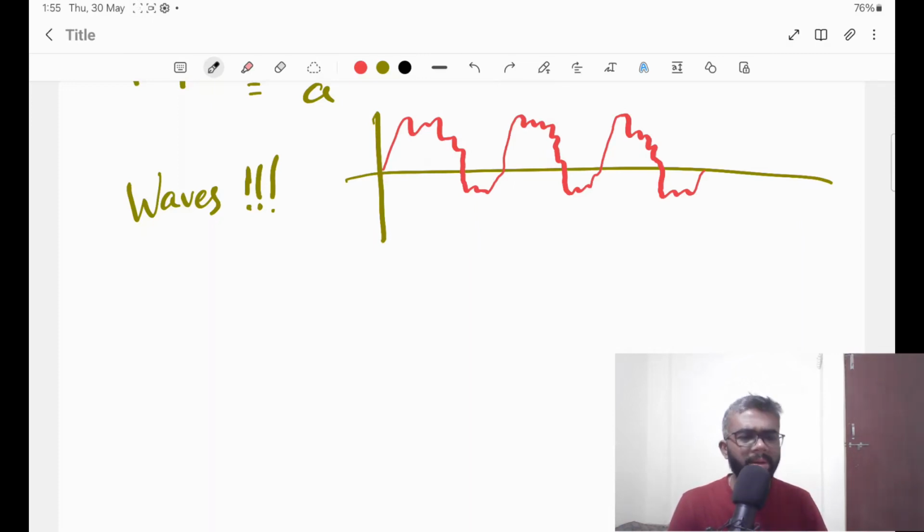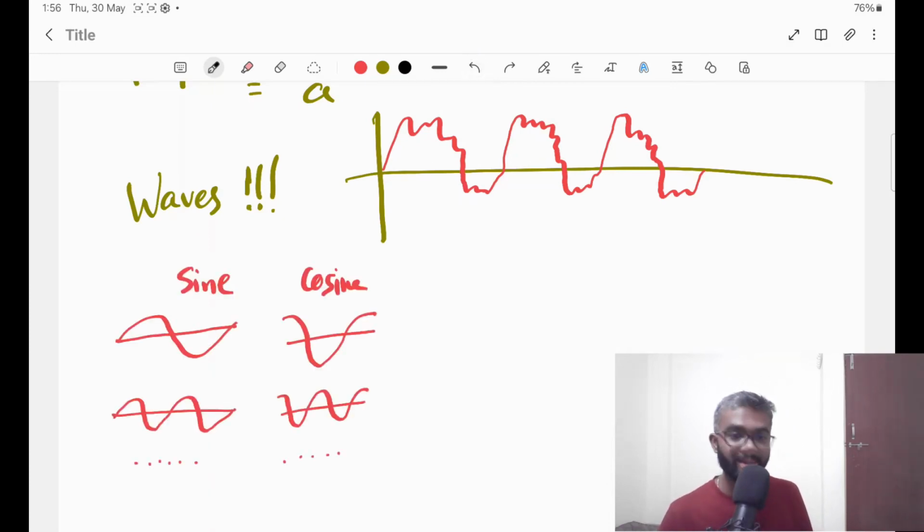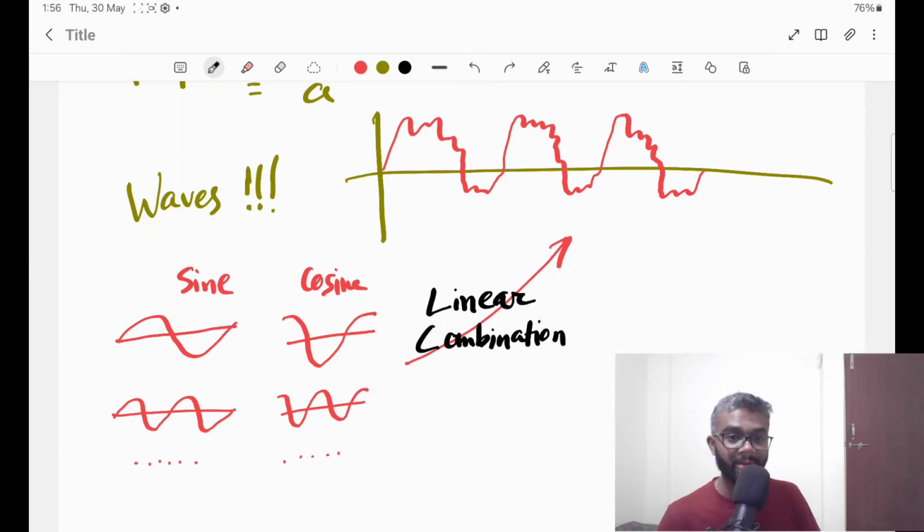Can any periodic function be represented as a linear combination of some unit functions? Is it really possible? Interestingly, it turns out that it is actually true. There are unit waves, and they are nothing but a bunch of sine waves and cosine waves. And that is all about Fourier series. Fourier series says that any periodic function can be represented as a linear combination of a bunch of sine waves and cosine waves. That's the beauty of it.